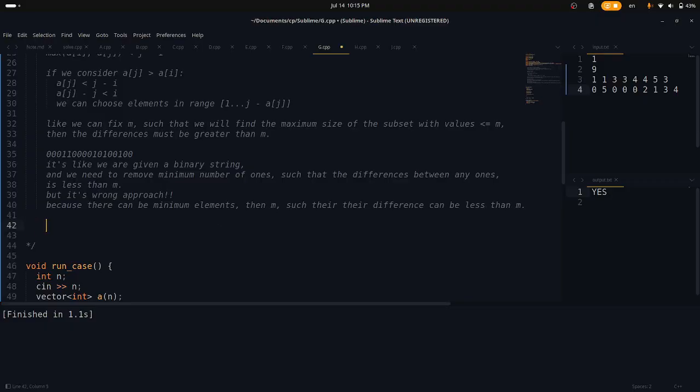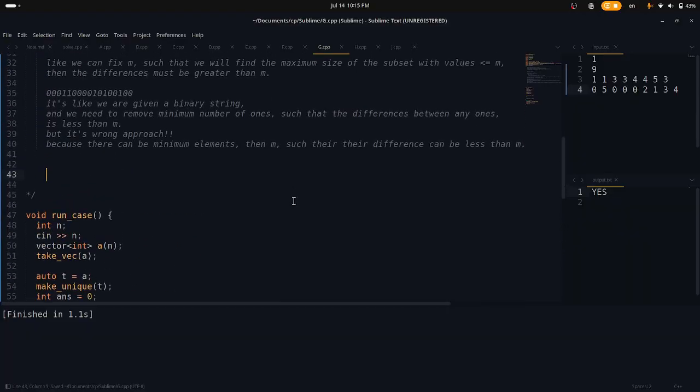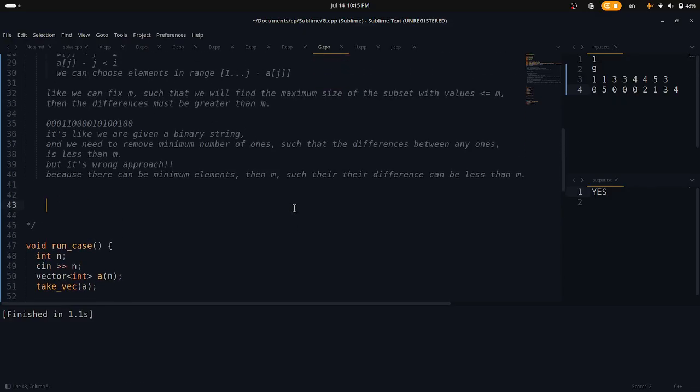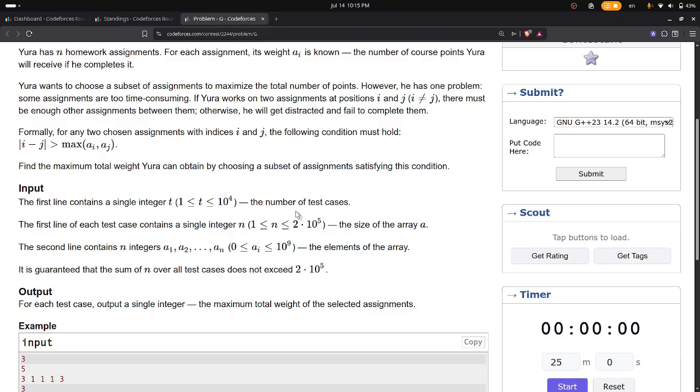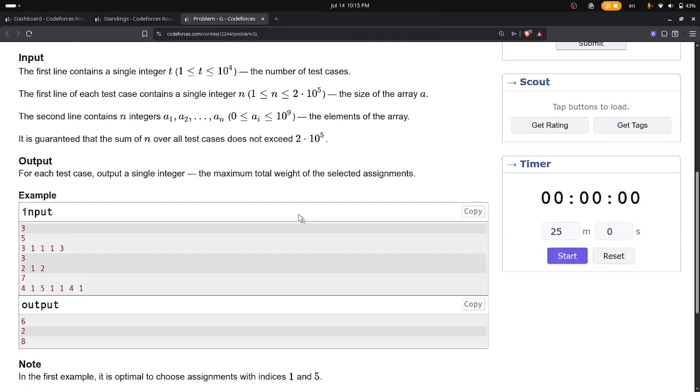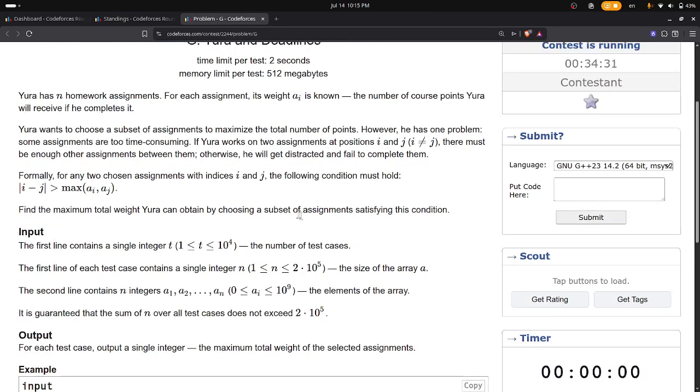Okay, then how can we think of it? How can we think of it? The difference must be greater than this.